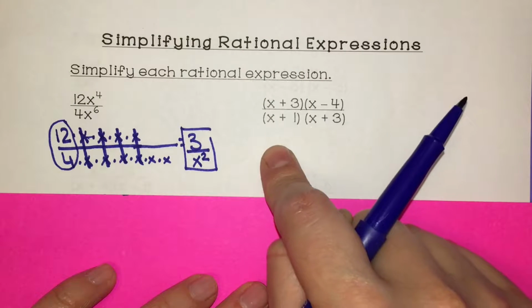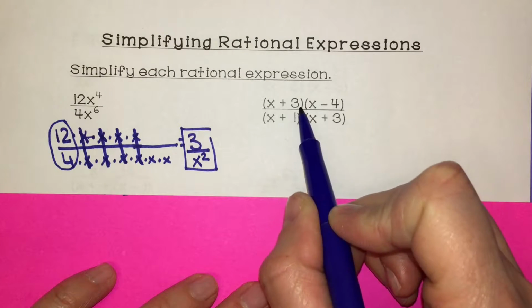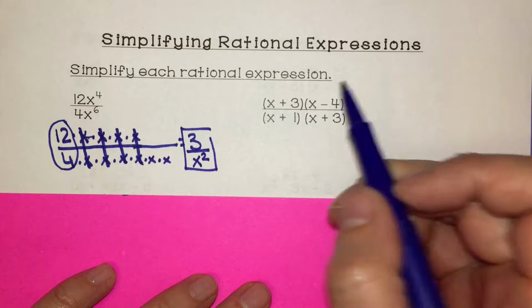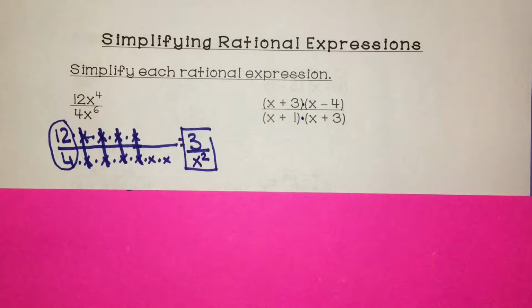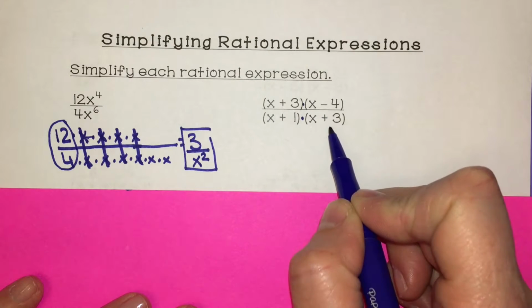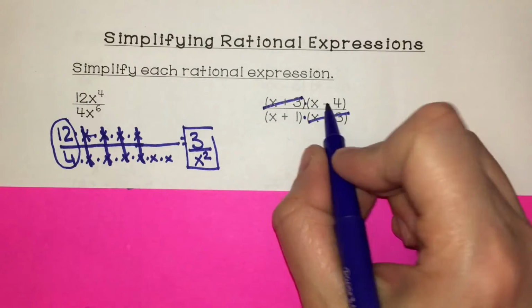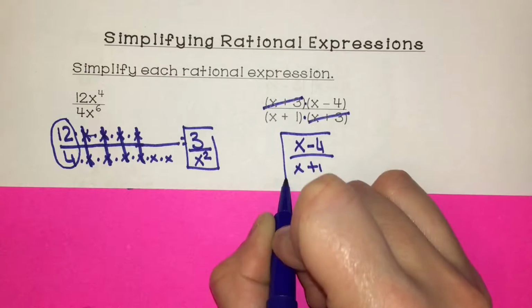The same is true if you have binomials multiplied together. Here I have x plus 3 times x minus 4 on top, and on bottom, x plus 1 times x plus 3. In between the parentheses, my binomials, I have multiplication. So if any of the binomials are identical, they cancel with each other. So x plus 3 over x plus 3 reduces to 1, as long as it's multiplication in between. This leaves me with x minus 4 over x plus 1, and that is simplified.